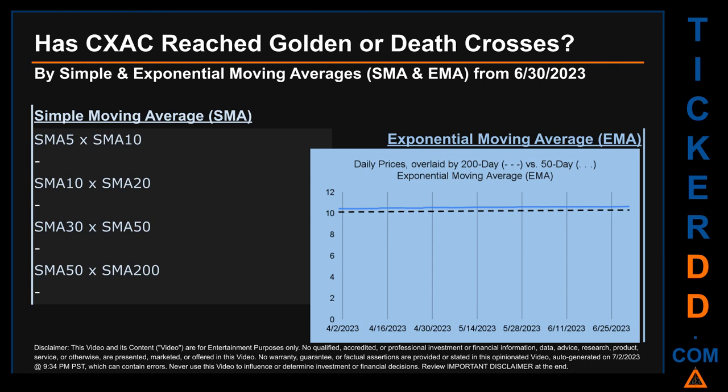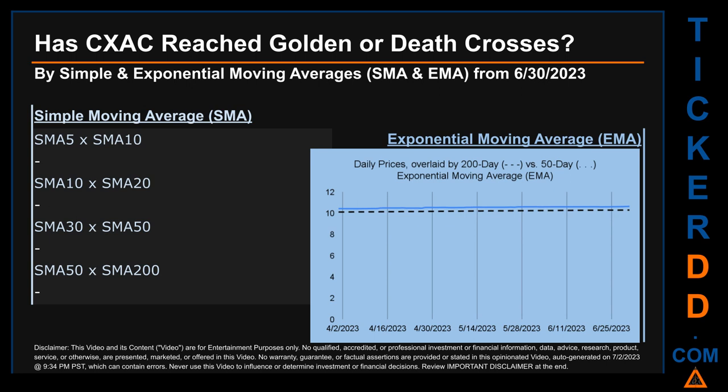Has CXAC price reached golden or death crosses? Golden cross and death cross are basic signals that compare average prices across two specified trade day ranges, a short-term versus a long-term range. For example, 5-day versus 10 trade days. Essentially, a golden cross is a bullish signal. It appears when a ticker's short-term moving average crosses above its long-term average. Vice versa, a death cross is a bearish signal when the short-term crosses below its long-term moving average.